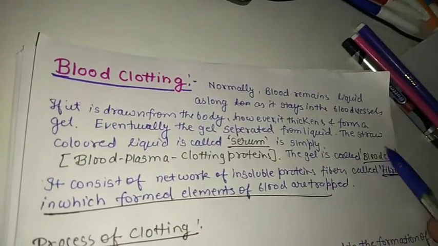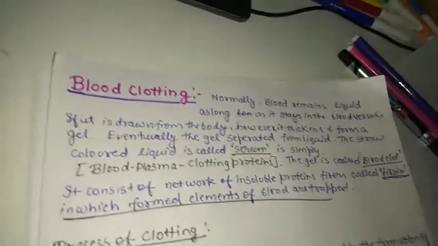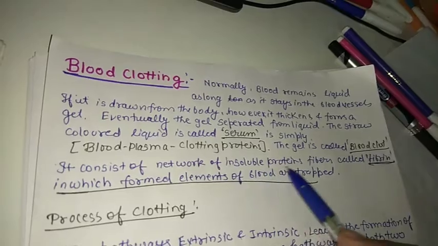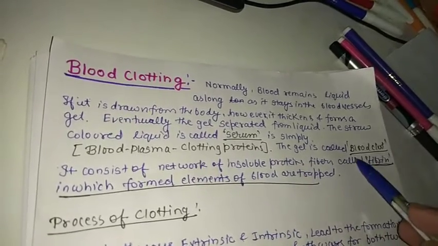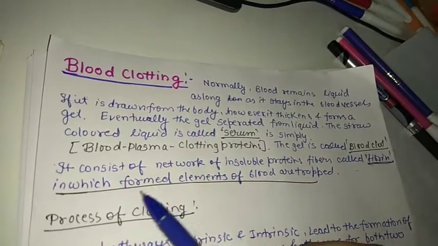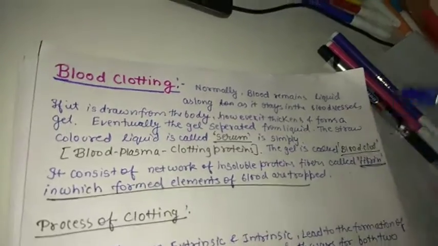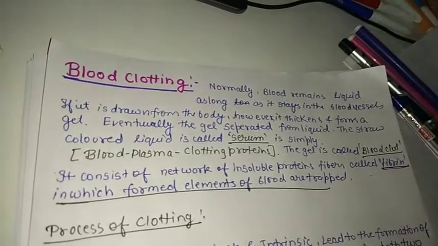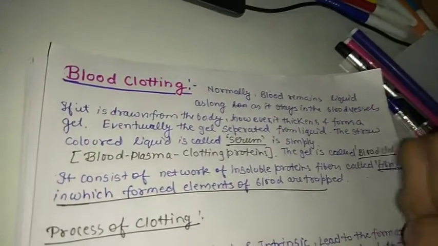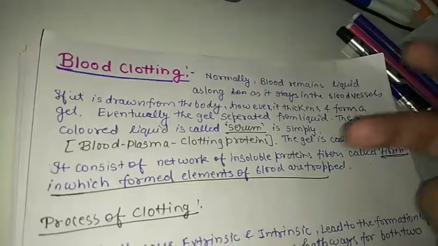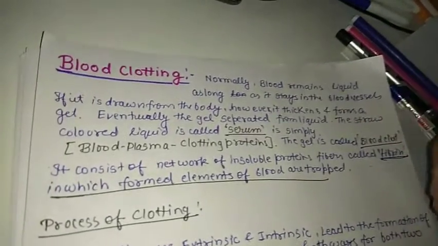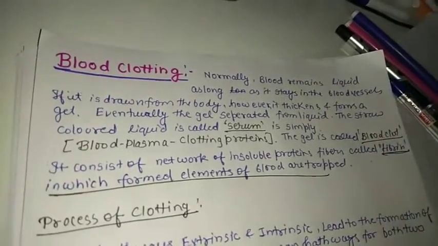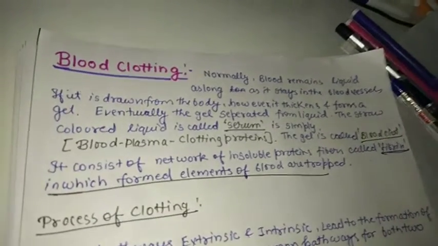The gel is called a blood clot, and this gel contains a network of insoluble protein fibers called fibrins, in which formed elements of the blood are trapped. Basically, what happens in blood clotting? In blood clotting, the formed elements of the blood get trapped through the fibrins, and these formed elements get separated from the blood, and the remaining part becomes serum.